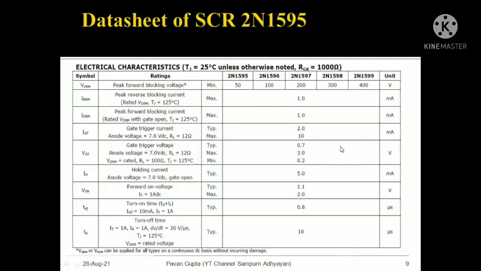If you go to the electrical characteristics, with the condition of 25 degrees Celsius and the gate to cathode resistance, current control resistance, of 1 kilo ohm, you will find the peak forward blocking voltage of 2N1595 is near about 50. I will show you in the simulation, it will come around this one. The peak reverse blocking current and peak forward blocking current are also given as 1 milliampere. TYP is nothing but the typical value, and the maximum value and the minimum value, and different holding current and other things, and gate triggering currents are also given for this 2N1595 data sheet. You can download it and refer to it.